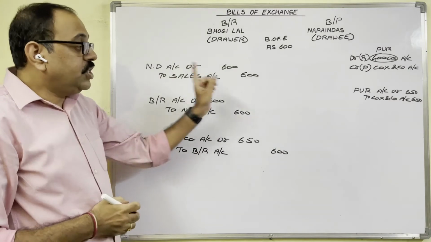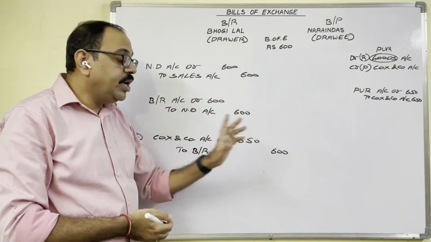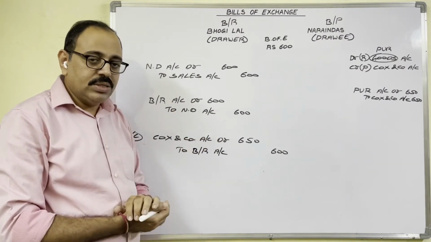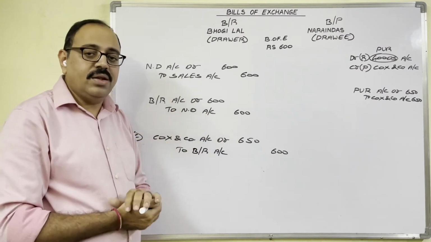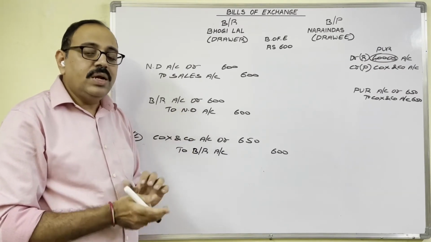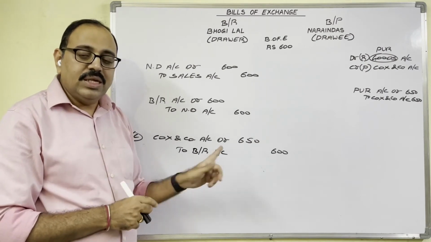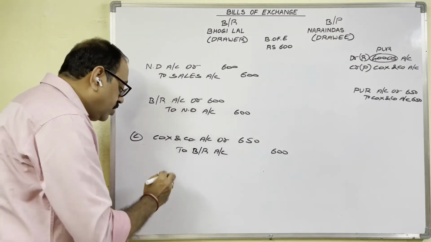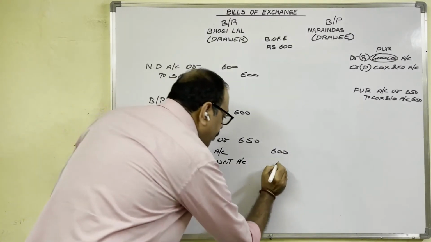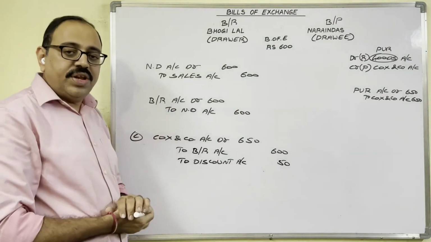Then instead of paying 650 rupees, we are giving a 600 worth bill to them. That means 50 rupees discount to us. Discount received is a gain. Gains come under nominal account. Nominal account rule: debit all expenses and losses, credit all incomes and gains. This is a gain to us. Therefore, we should credit discount account 50 rupees. This is the final entry.